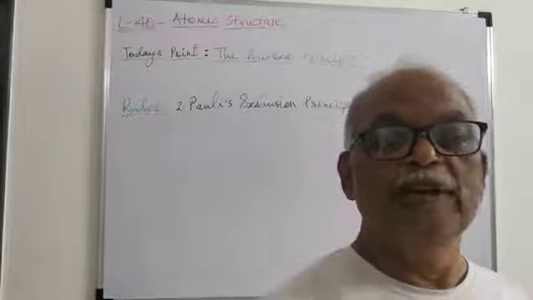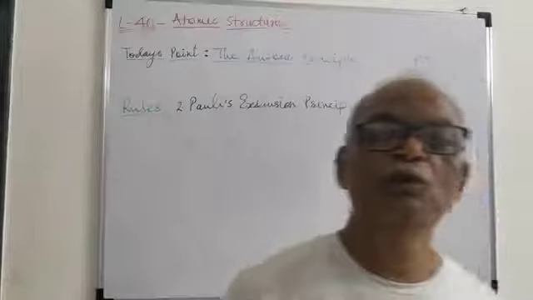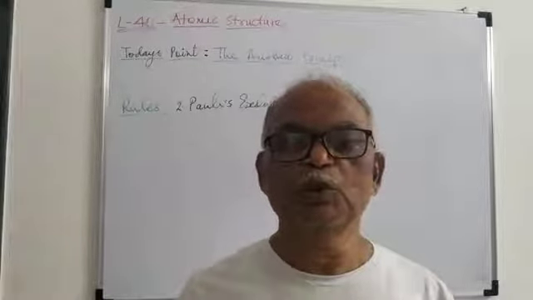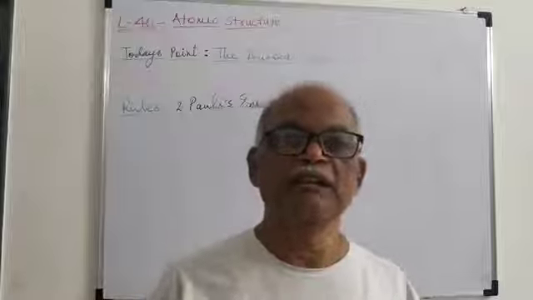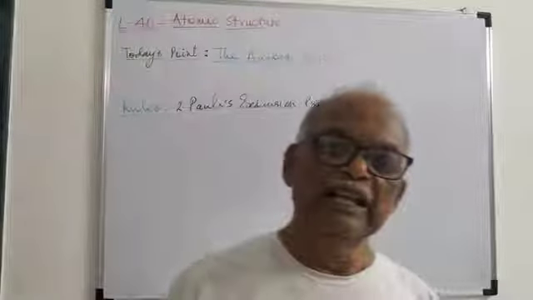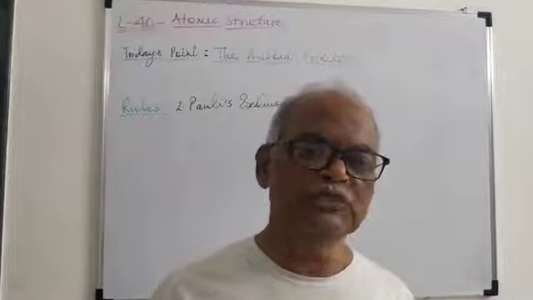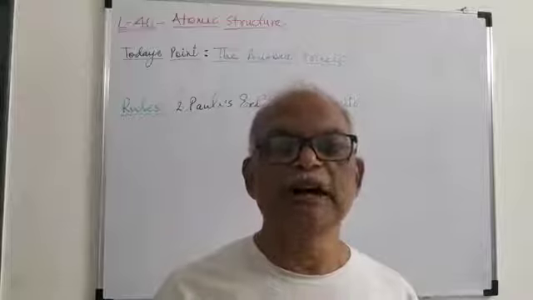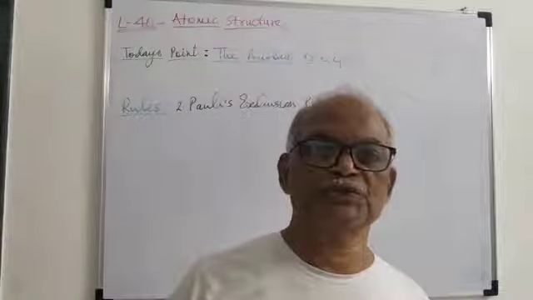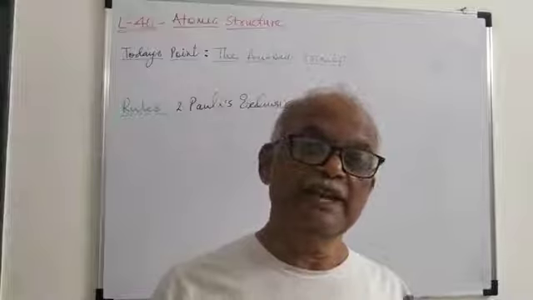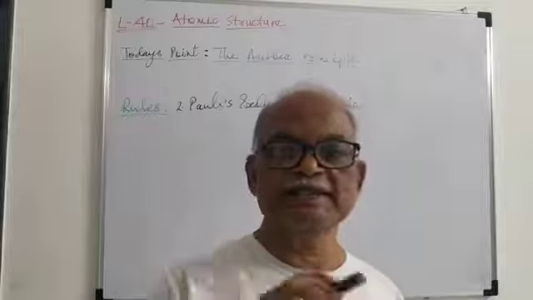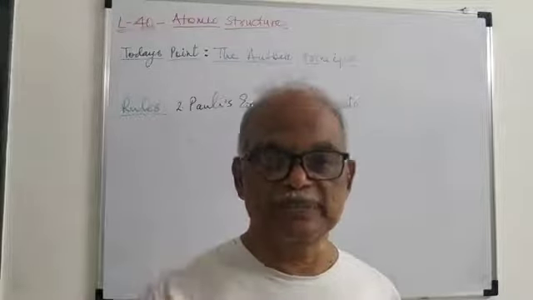So this principle shows that whenever we have 2 or more electrons in any given atom, then we have to be sure that all these electrons are defined by a set of quantum numbers, and at least one of the quantum numbers in each set for the given electron should be different.